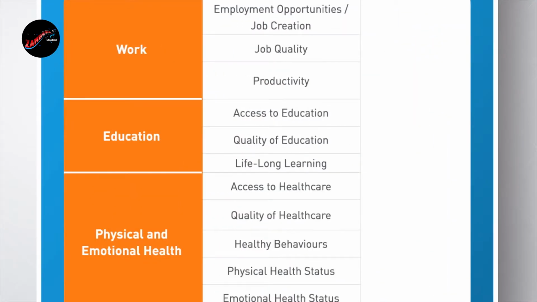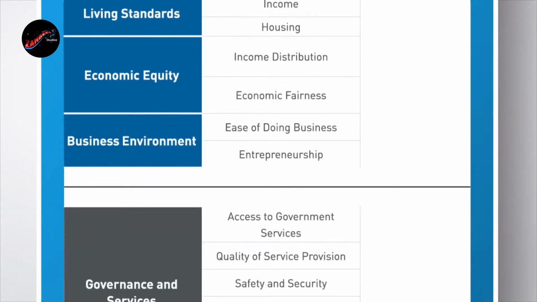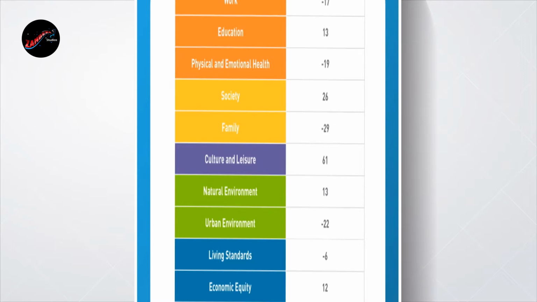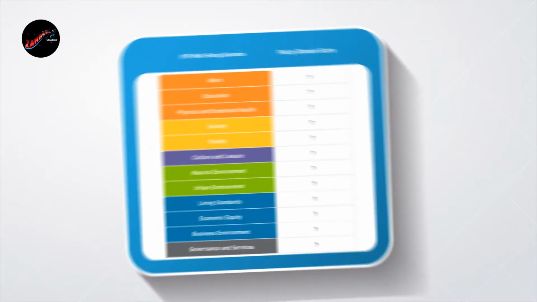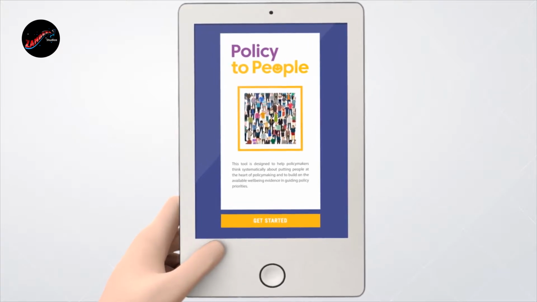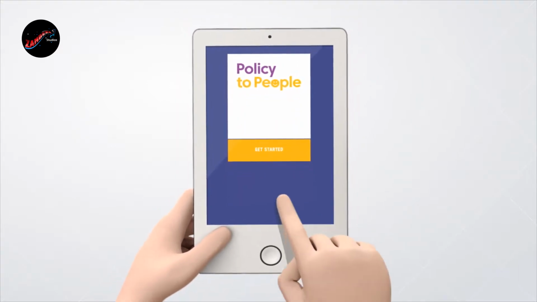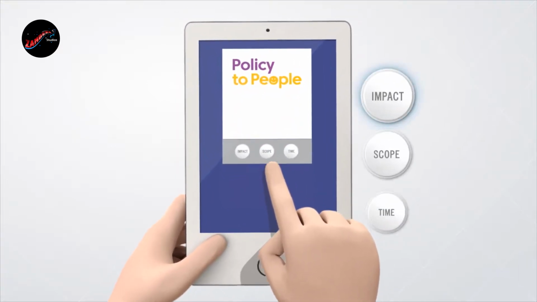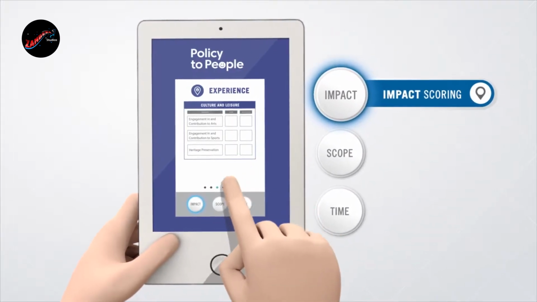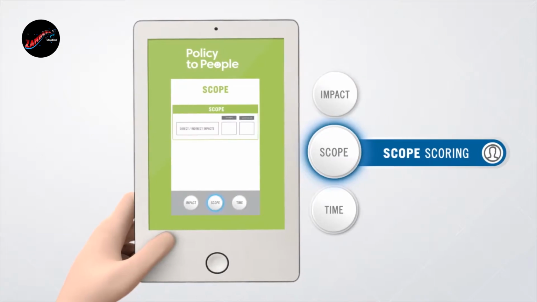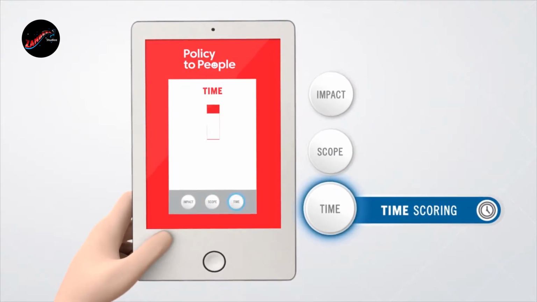But with so many domains and components, how can policymakers accurately score them? This is where the P2P tool comes in handy. It's a separate spreadsheet which allows policymakers to score the policy based on 3 different categories. First, impact scoring, followed by scope scoring, and finally, time scoring.